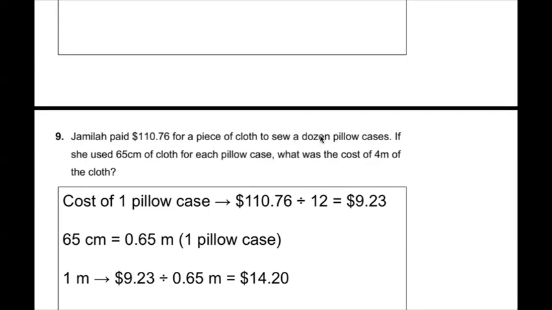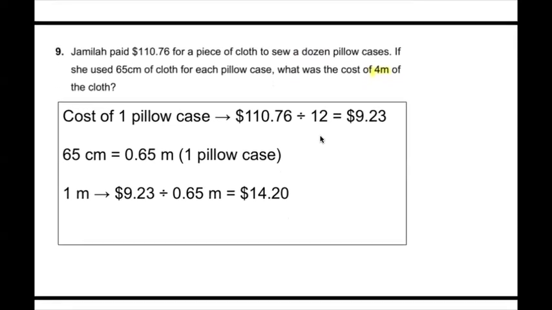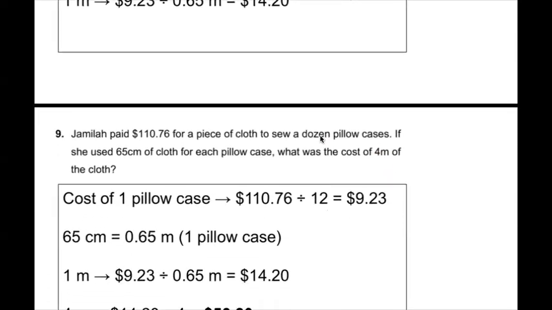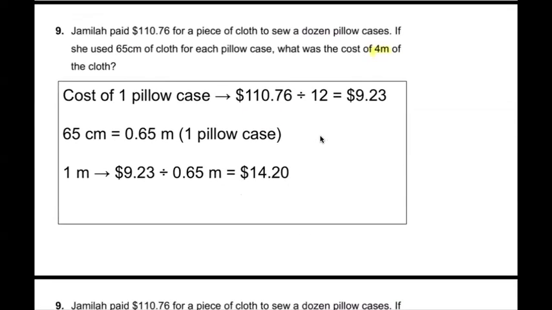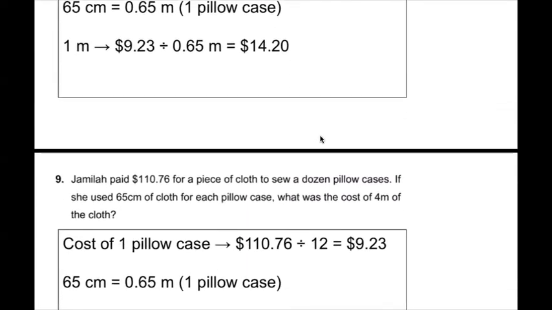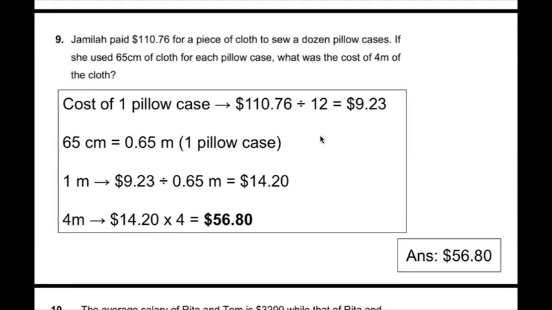Right? And then from here, it should be quite easy for you to find 4 meters. All you need to do is to multiply it by 4. So 4 meters, $14.20, multiply it by 4 would give you $56.80.